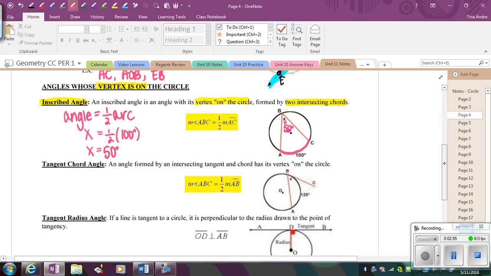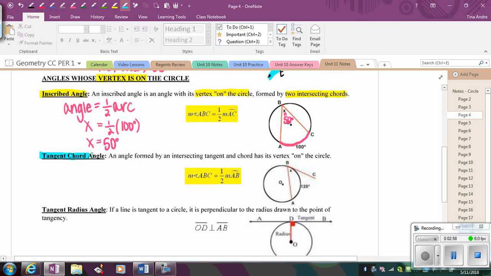If I look at the next scenario here, it's a tangent-chord angle. A tangent-chord angle means that you have a tangent. So this segment right here is a tangent because it's intersecting the circle at point B, so only in one place. And this portion is a chord because its endpoints are on this circle. So if I look at the arc that it cuts into, it's actually cutting into this entire arc right here. But because the vertex is on the circle, the formula for this is still going to be that the angle is 1/2 of the arc. So x will be 1/2 of the 120, which means x is going to be 60.